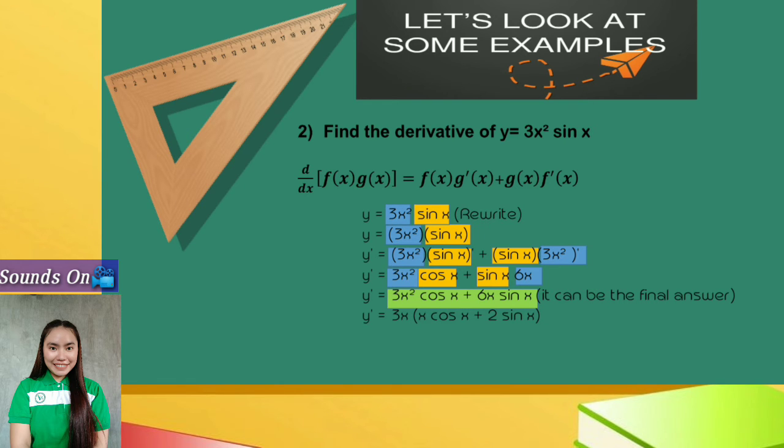It can be the final answer. But if possible, pwede pa nating isimplify, then let's simplify. As you can see, may common factor, and that is 3x. So, ilabas natin. So, y prime is equal to 3x times x cosine x plus 2 sine x. And that's the final answer.